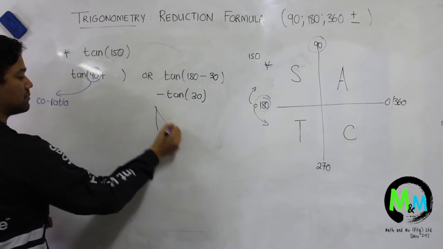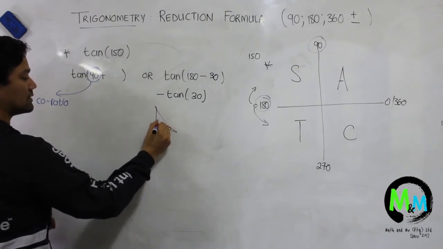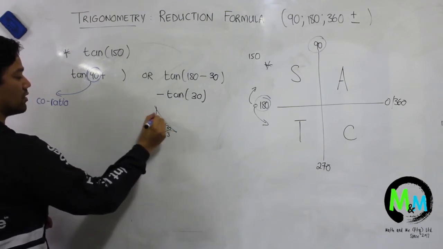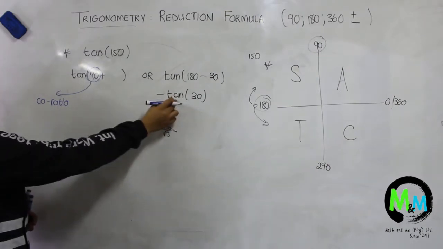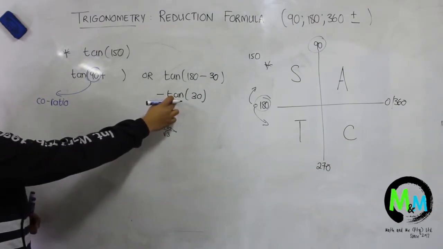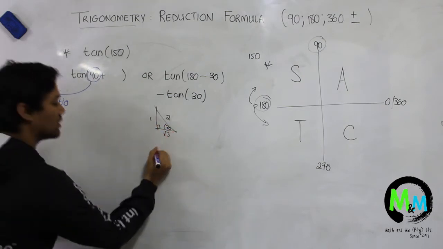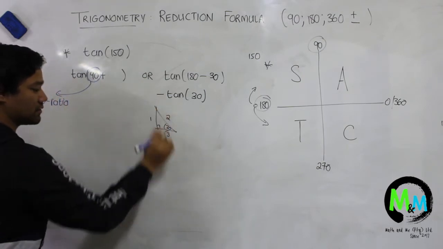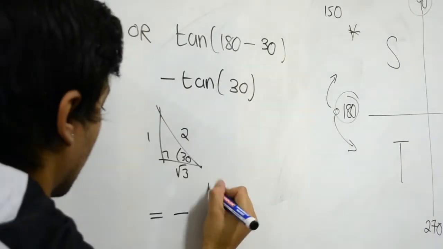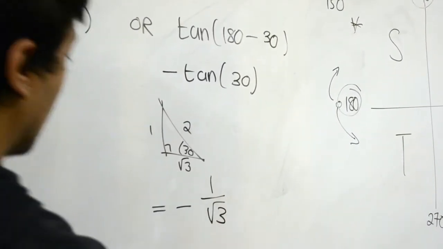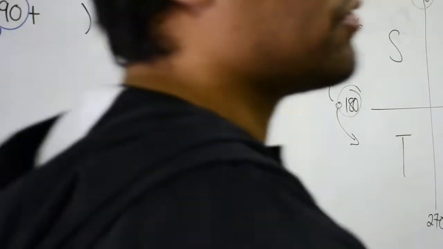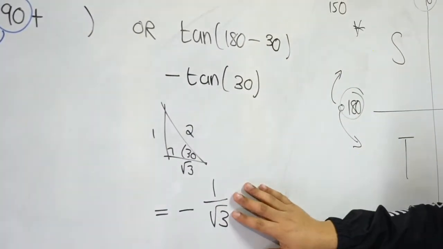So from my special angle triangle, I know if that is 30, that is root 3, 1, and 2. Tan is opposite over adjacent, so my opposite is 1 over my adjacent, root 3. Final answer being negative. What did I say? Opposite over adjacent. Negative 1 over root 3. So that over there would then be your answer.